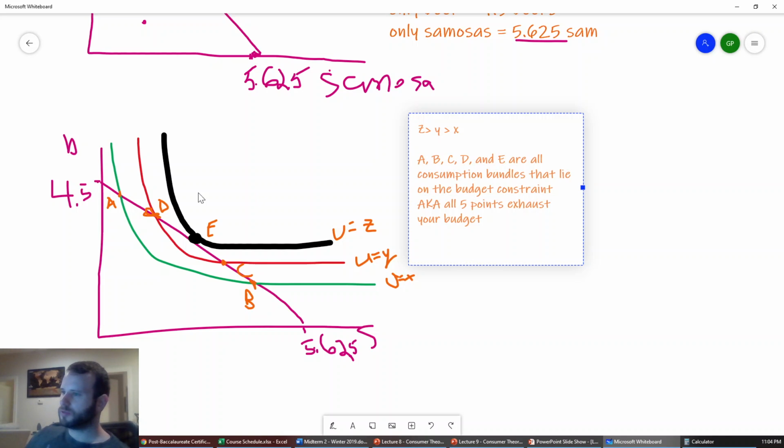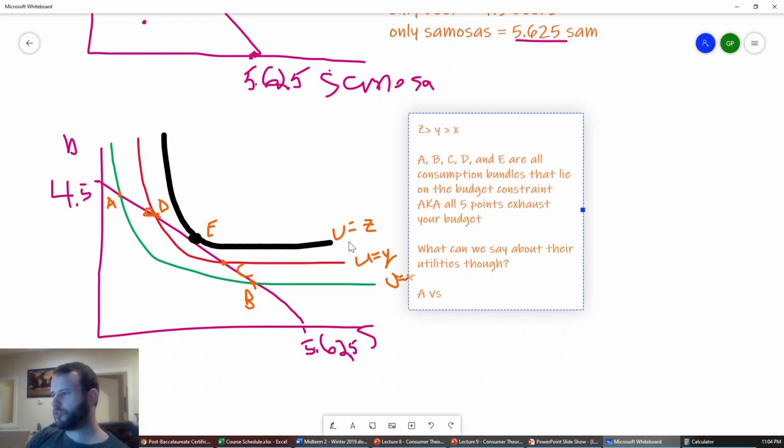So at this point, you're exhausting your budget. At this point, you're exhausting your budget, right? So at all 5 points, you're consuming 180 grams of carbs. Just there's different combinations of the 180 grams of carbs. So this one has a lot of samosas. This one has a lot of beer. This one has a mixture between samosas and beer. What can we say about their utilities, though?